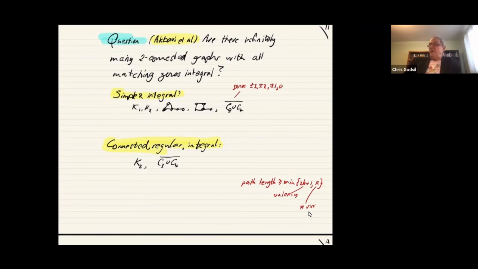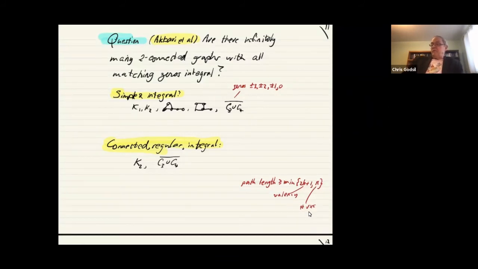Akbari and his colleagues classified the graphs whose matching zeros were all integers and simple. The graphs they found were K1, K2, the 2 graphs I used as my examples on the first slide, and the complement of the disjoint union of C3 and C4. It seemed interesting to me that the matching zeros of that complement are 0, plus or minus 1, plus or minus 2, plus or minus 3. So they're the 5 graphs with eigenvalues simple and with matching zeros simple and integers.